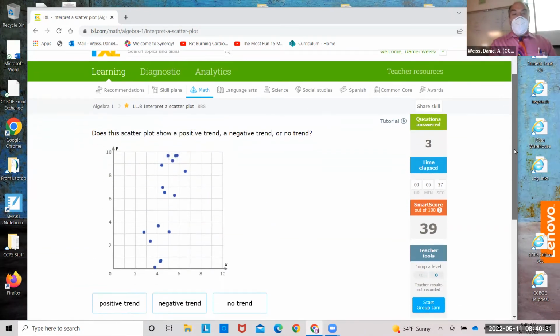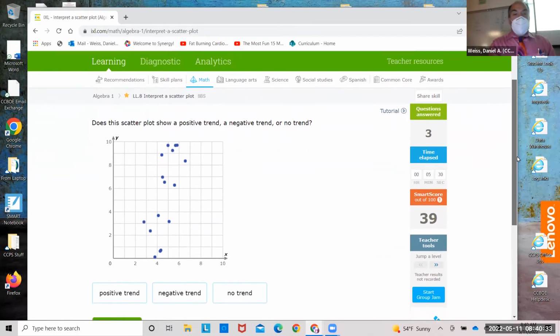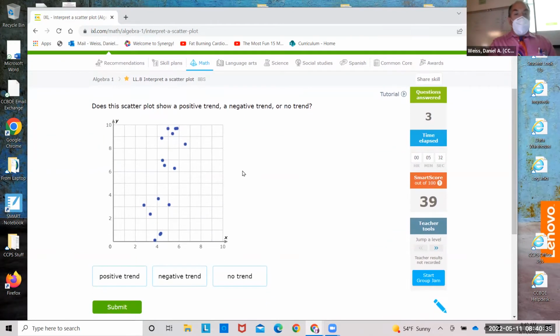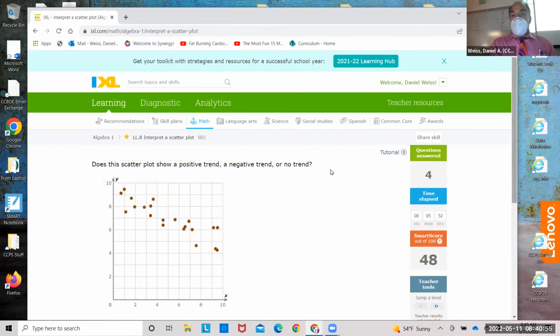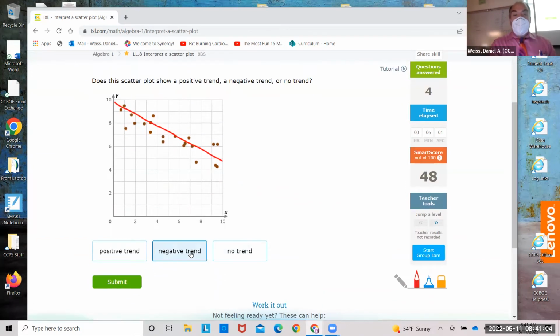Okay, I'm already at 39 and I've done 3. This one's going to be positive. It looks straight up and down, but it's still going kind of up and to the right. You see that? So that is a positive trend. This one is negative, right? It's going down and to the right. Negative trend.